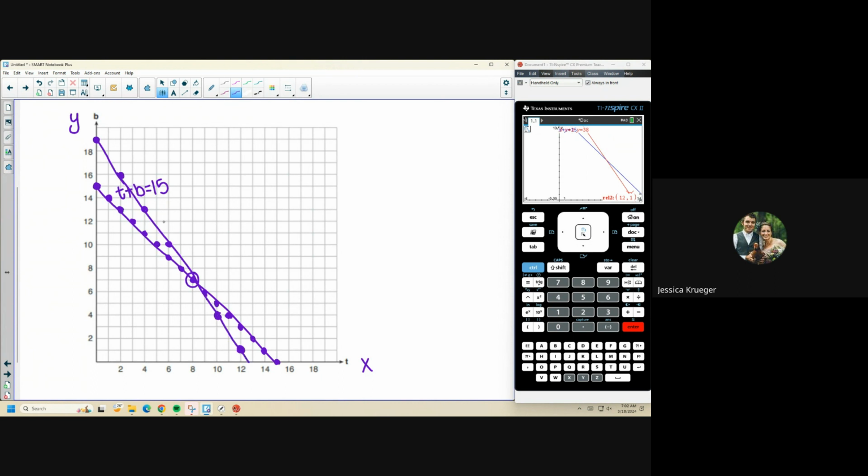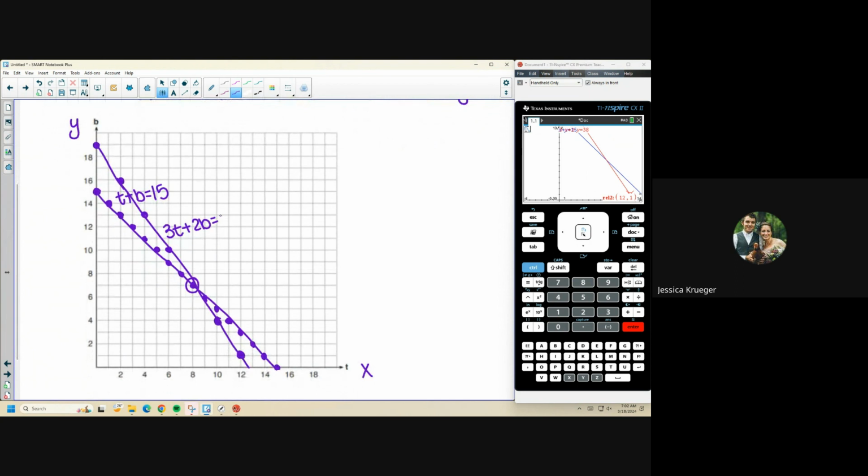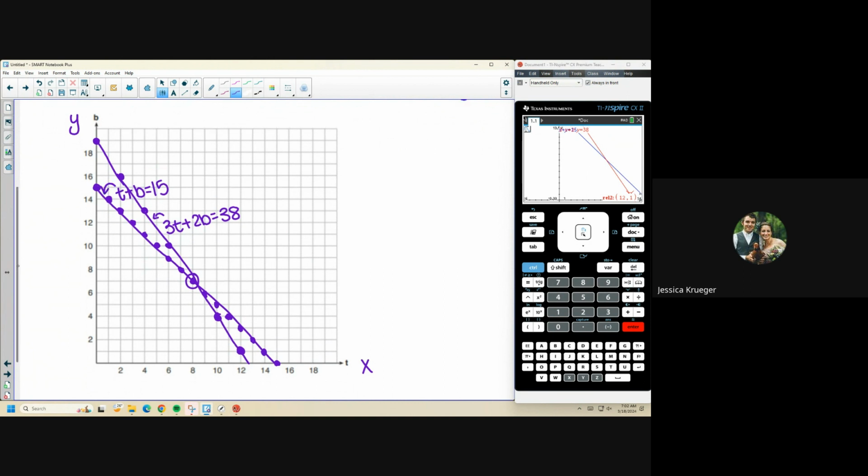And this equation is 3t plus 2b equals 38. So I've graphed my two equations. If you want to indicate an arrow, if your labels are too close, you can do that.